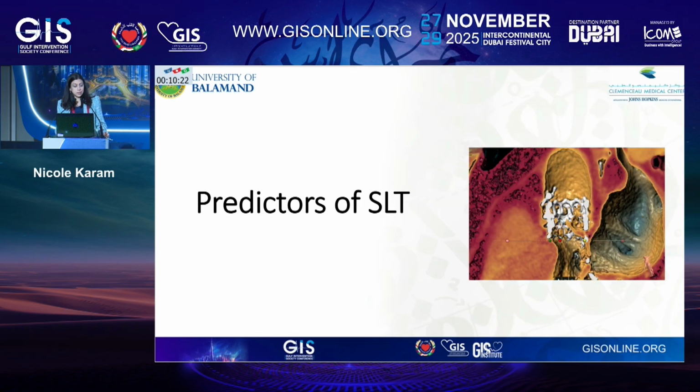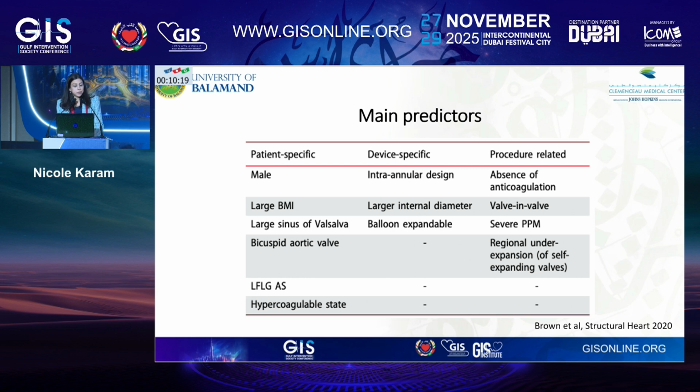So how to predict SLT in reality? There are several predictors that we know about. We know that male sex can be a part of it, large body mass index, large sinus of Valsalva, bicuspid aortic valves, the hypercoagulable states, these are patient-specific. There's also device-specific: intra-annular valve, larger internal diameter, and balloon expandable. And we also have procedural-related: absence of anticoagulant, valve-in-valve, patient prosthesis mismatch, and under expansion. So I'm going to develop some of these points, but those are in general what we need to take a look at to predict HALT.